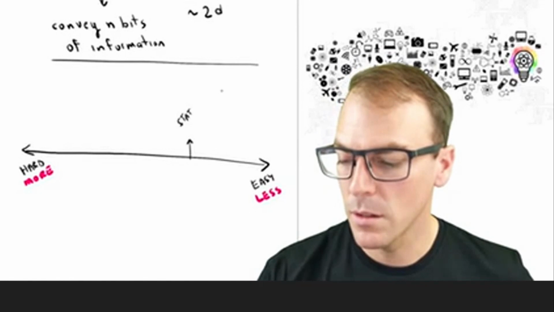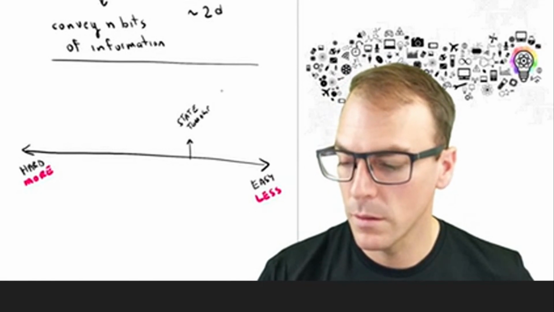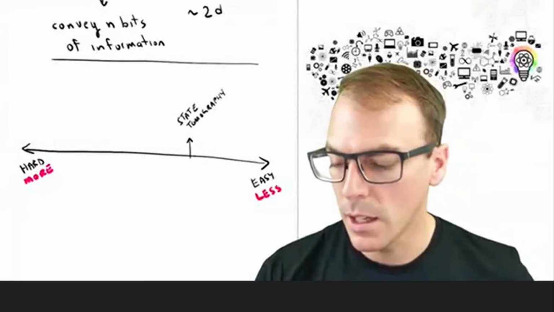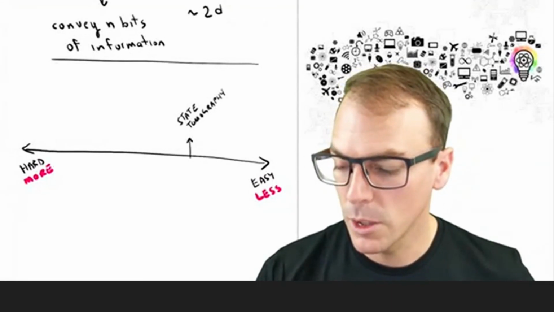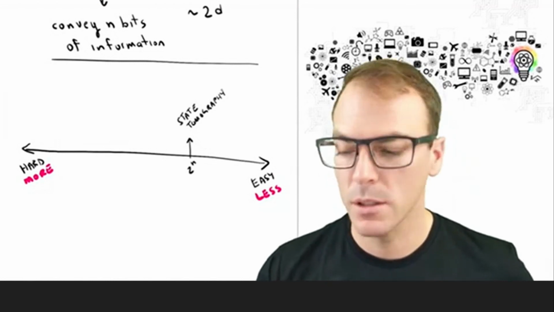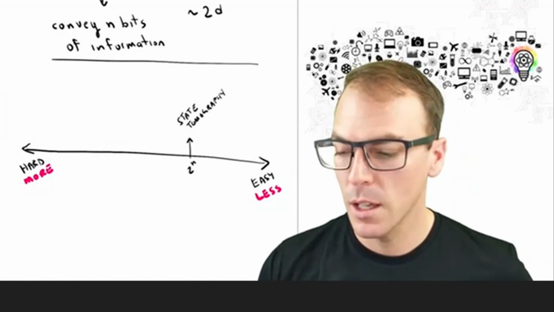Okay, so let's say in the middle, right around here, is what we've been talking about: state tomography. And I need 2 to the n parameters, where n is the number of qubits.